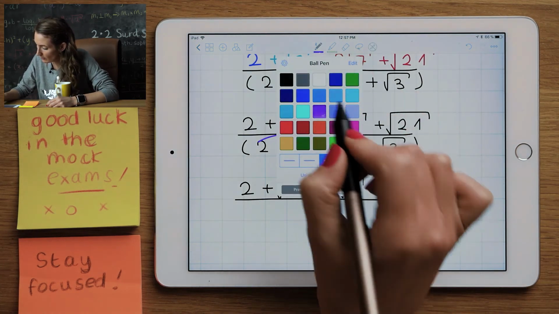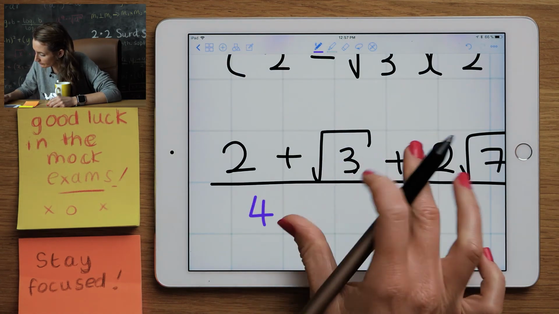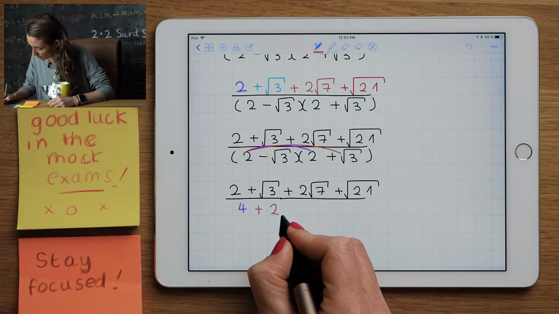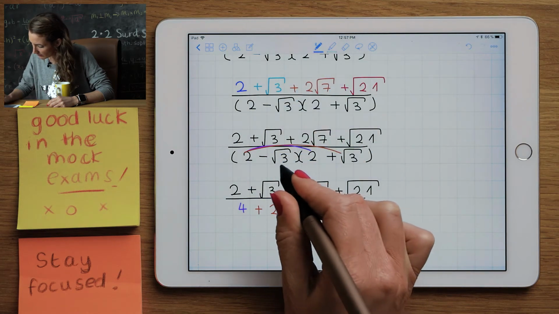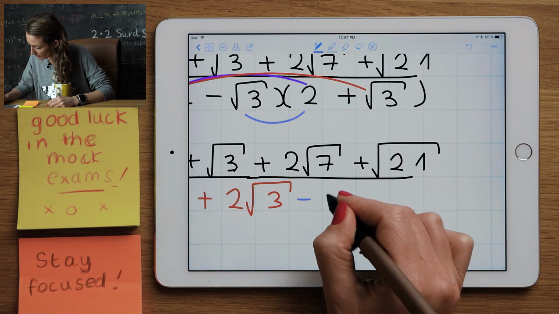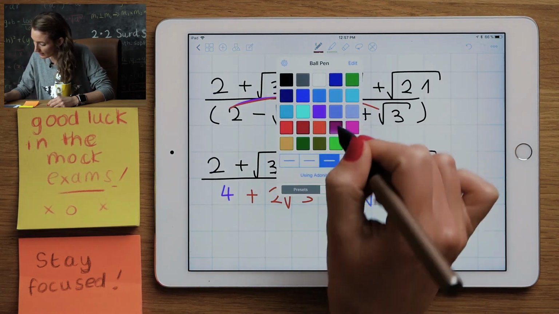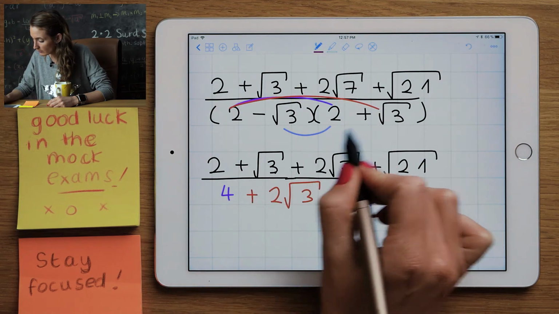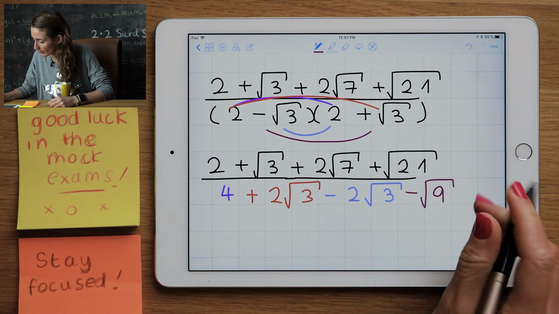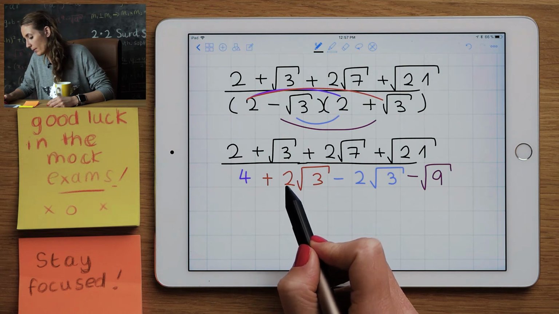So on the bottom, we're going to have 2 times 2, which is 4. Then we're going to have 2 times square root 3, which is plus 2 root 3. Then we're going to have minus square root 3 times plus 2, so minus 2 root 3. And lastly, we're going to have minus square root 3 times plus square root 3, which will be minus square root of 9.